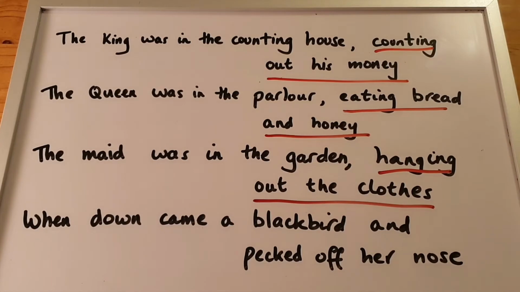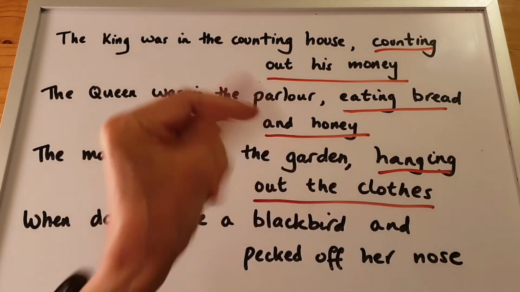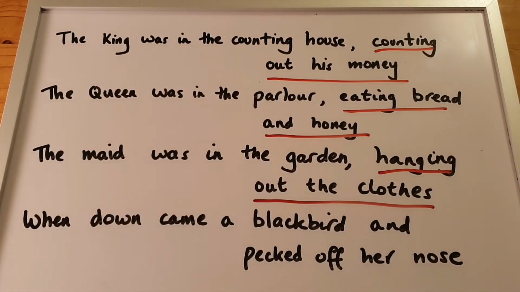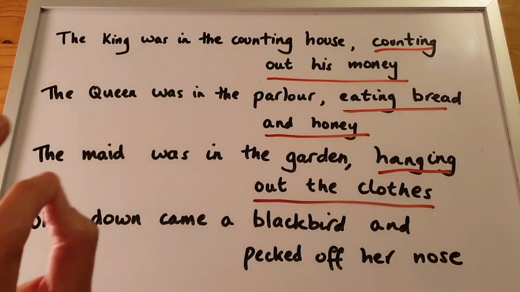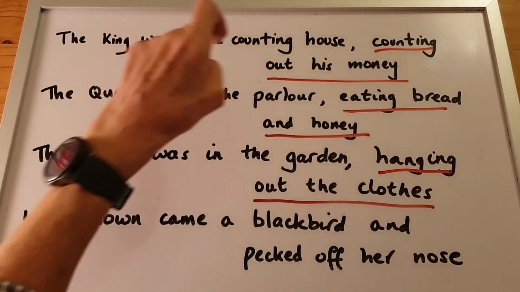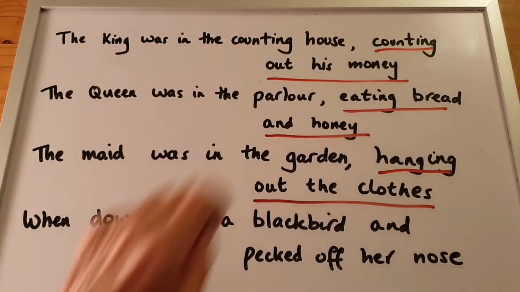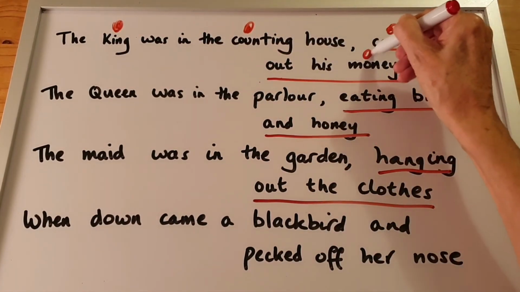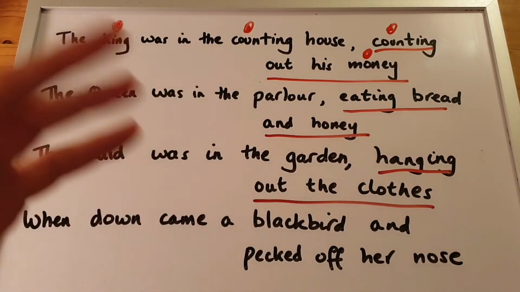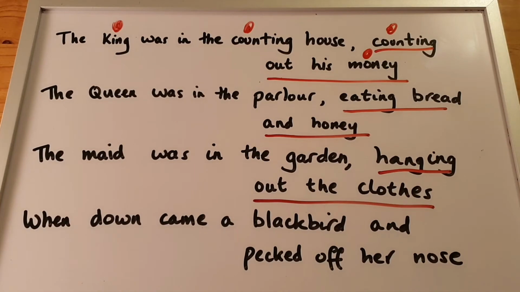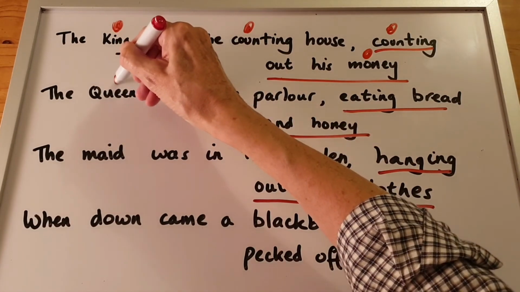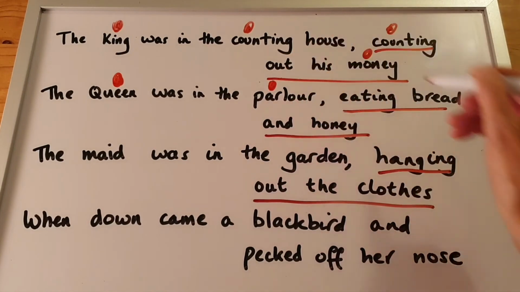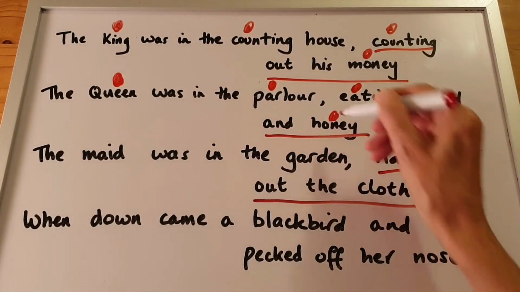Also in this little nursery rhyme is the rhythm of the language. The king was in the counting house, counting out his money. It gets children used to the sound of the language. The stress of the sentence. The king was in the counting house, counting out his money. King was in the counting house, counting out his money. The stress, there's a rhythm, it's music. The queen was in the parlour, eating bread and honey. Again, the stress.